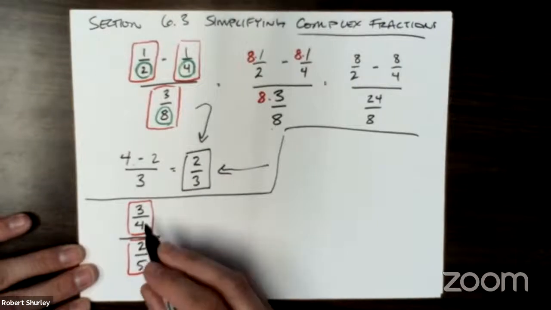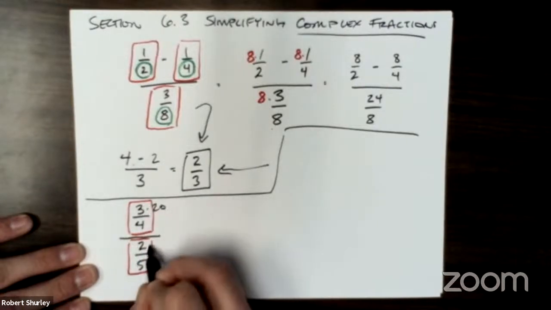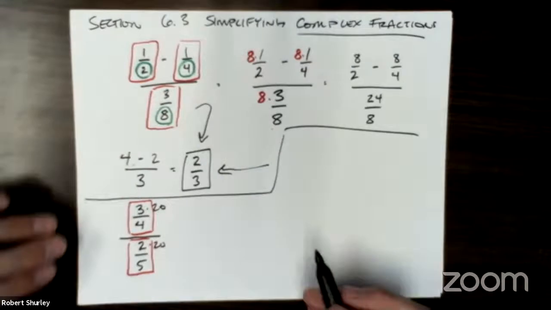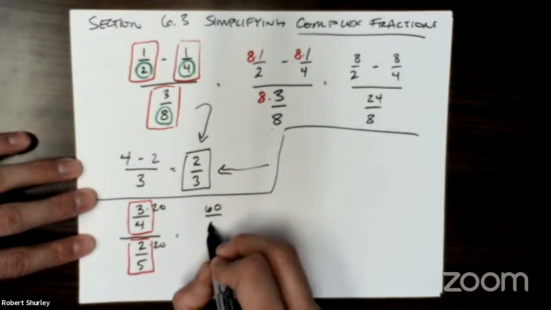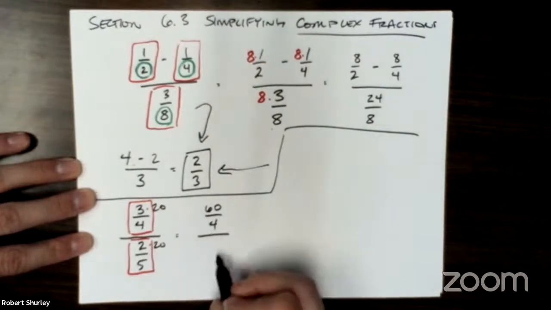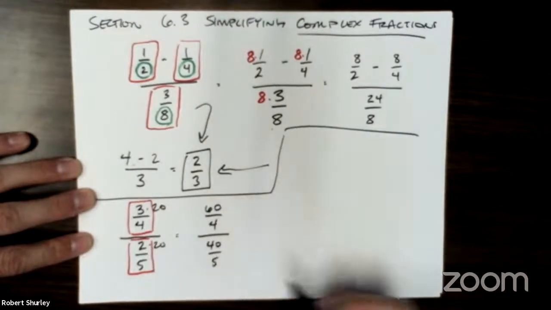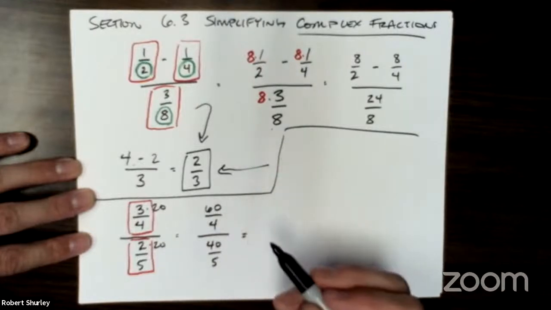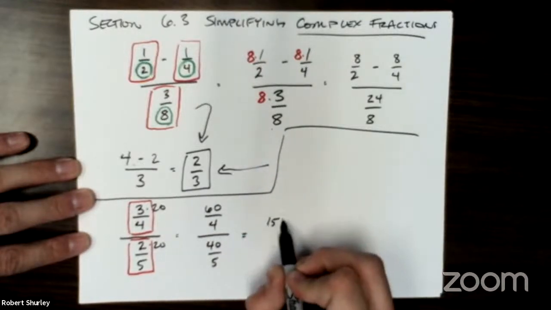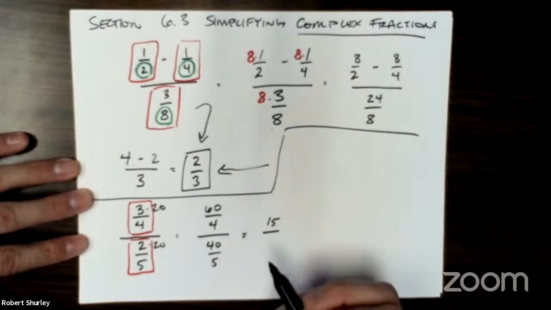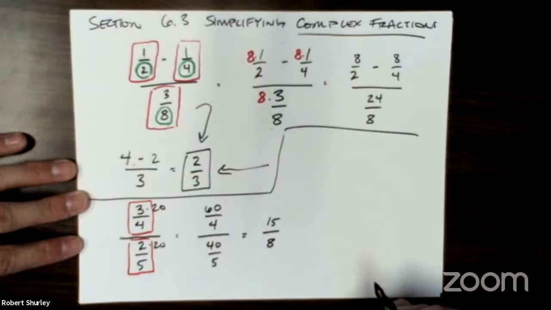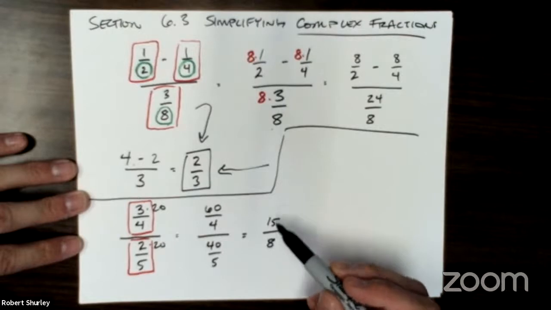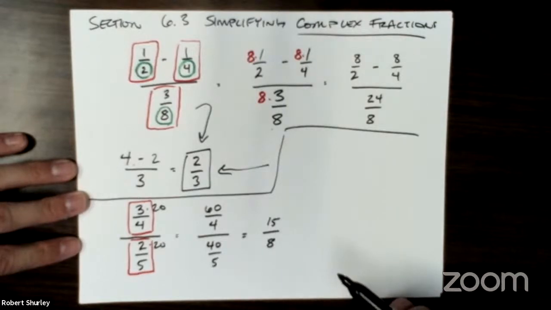So I'm going to multiply 20. Now remember, I've got to multiply by the numerators. I'm going to multiply 20 to the numerator. So on the top, I wind up with 20 times 3, that's 60 over 4. 20 times 2, that's 40 over 5. Now 60 divided by 4 is 15. If you need to crack a calculator open, that's fine. 40 divided by 5 is 8. So you wind up with 15/8, which does not simplify, right? 15 and 8 are not divisible by anything in common.